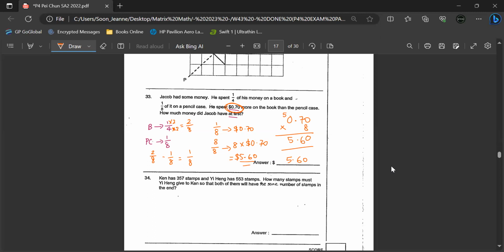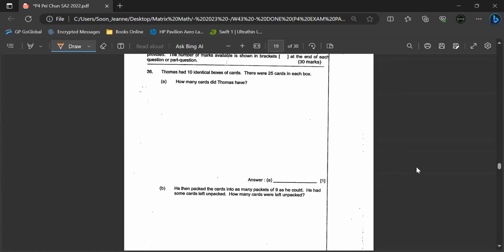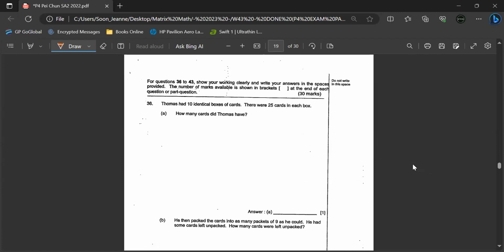So moving on to question. Okay, I think now we're going to section C, because all of them are problem sums now. So I'm going to move on to question 36. Thomas had 10 identical boxes of cards. There were 25 cards in each box. How many cards did Thomas have?